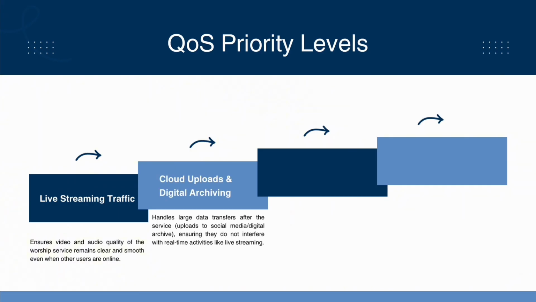The second priority level is given to cloud uploads and digital archiving. After the church service, recorded videos are usually uploaded to social media platforms and stored in the digital archive. These tasks require large amounts of data transfer, but they should not interfere with important real-time activities like live streaming.